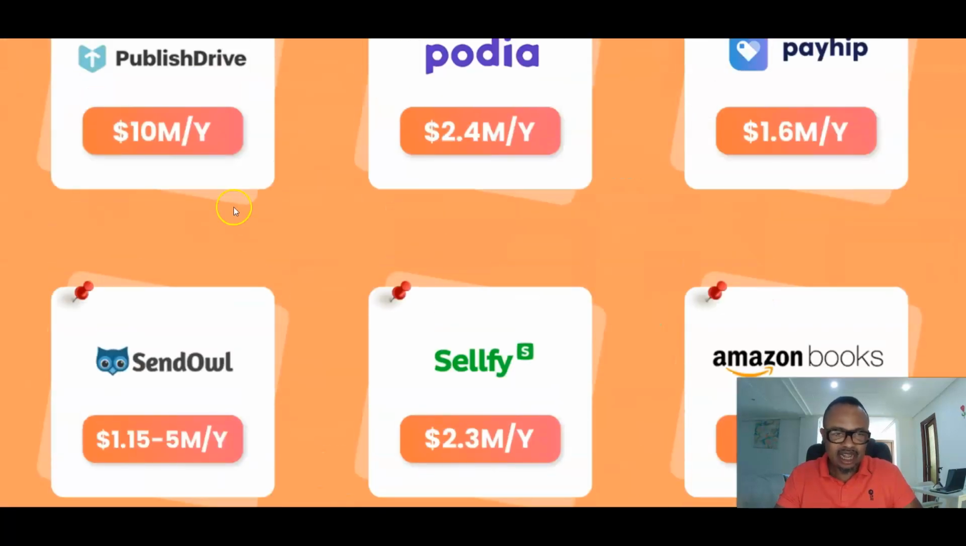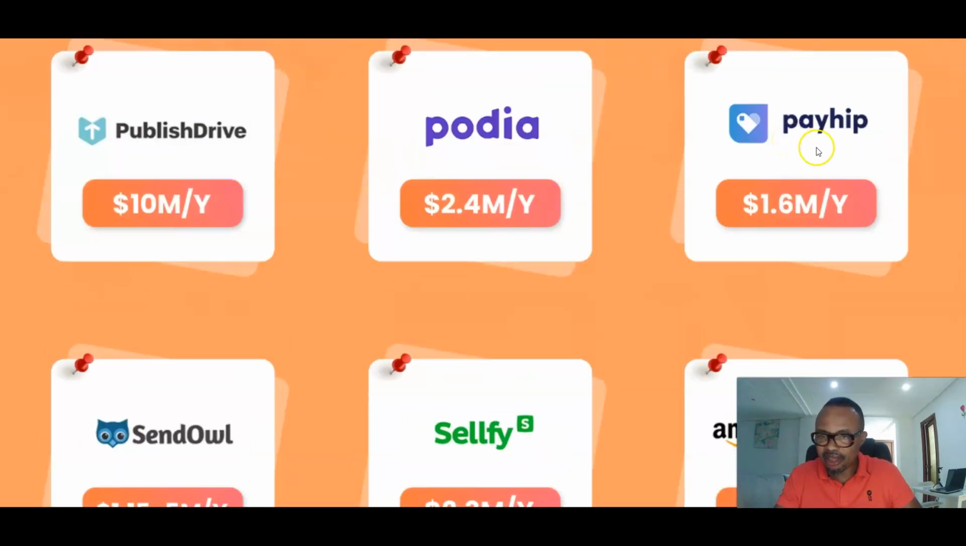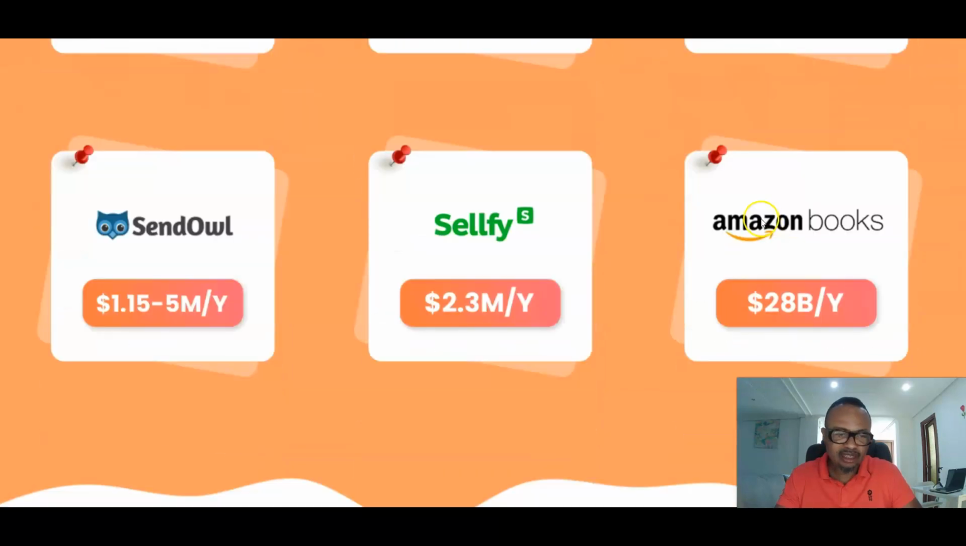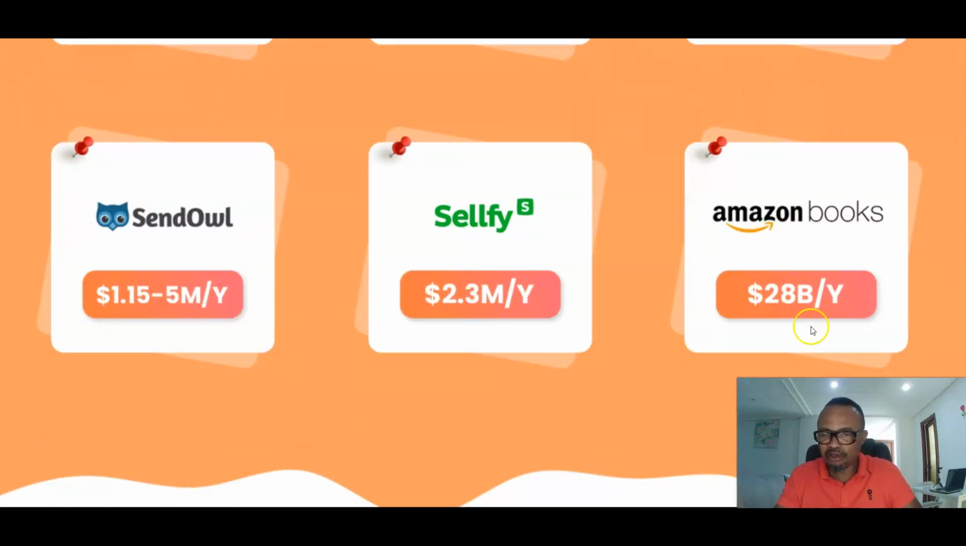But this is exactly what the publishers and companies that are doing similar things, that this very AI is going to do for you. Like this Publish Drive, they made about $10 million a year, and here you have Podia, $2.4 million, and you have here what you call PayHip, 1.6 million per year, and SendOwl makes 1.5, 2.3, and 28 billion for Amazon Books.